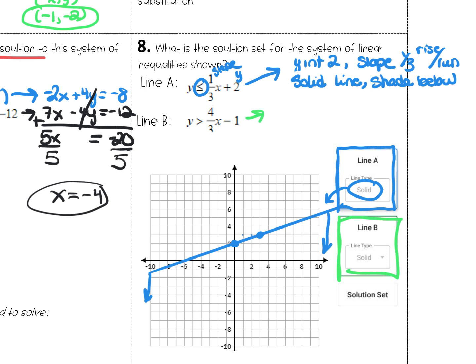Line B, this is the y-intercept, this is the slope. So my y-intercept is -1. My slope is up 1, 2, 3, 4 over 1, 2, 3. This right here tells me I'm going to have a dotted line or a dashed. And I should shade up because it says y is greater. So right here, after you put your 2 dots down, you are going to have to change that to dashed line.